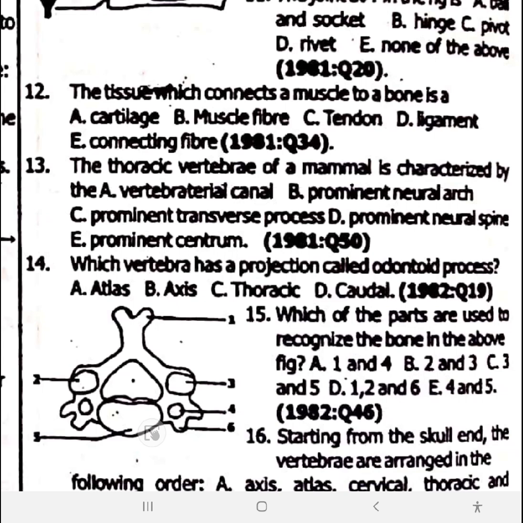Next, number 2, axis. A-X-I-S. X is X, like XYZ. Axis. Put a hyphen. It has a large centrum which projects as the odontoid process. It has a large neural spine and flat cervical ribs.